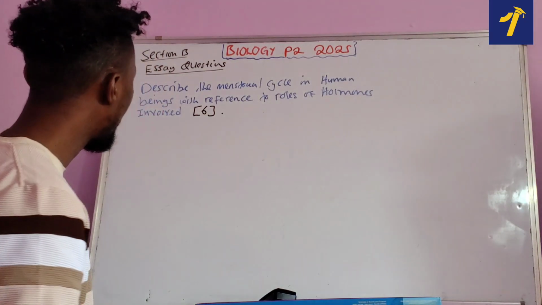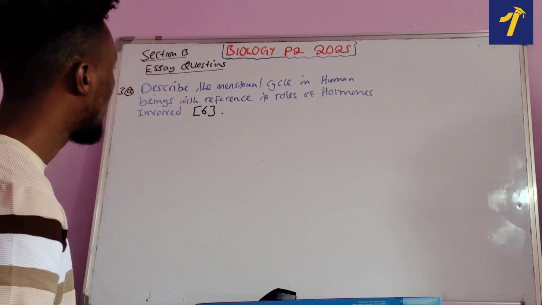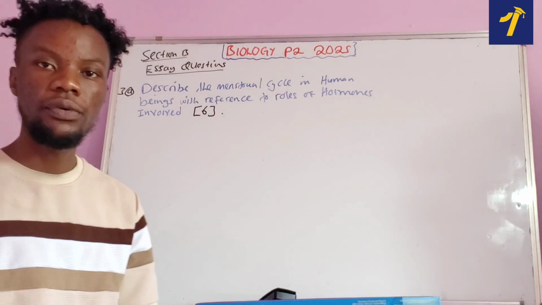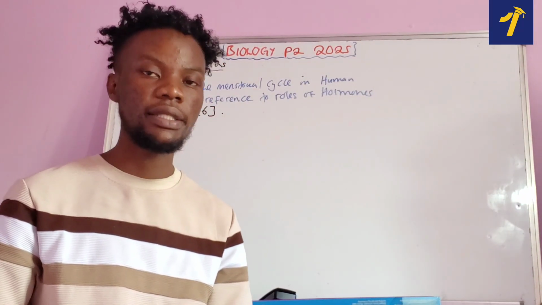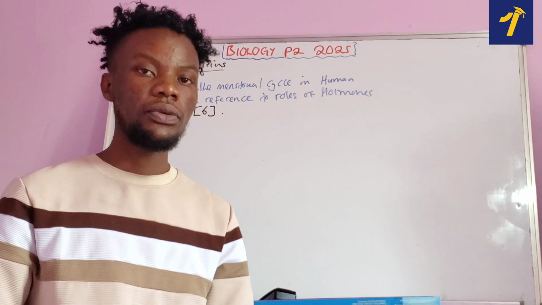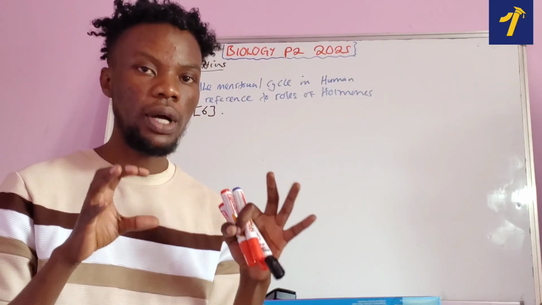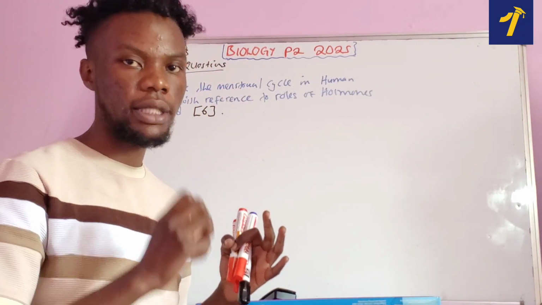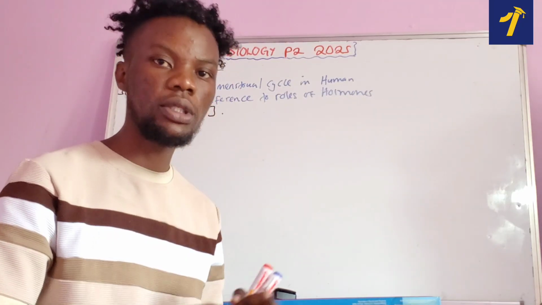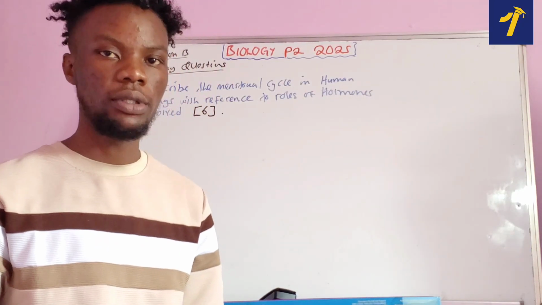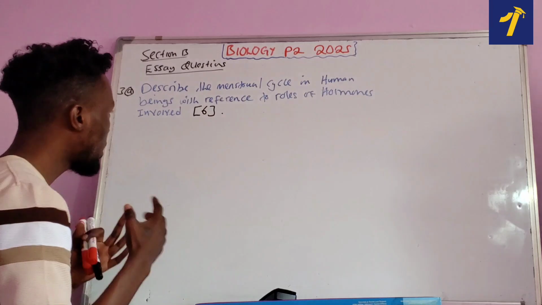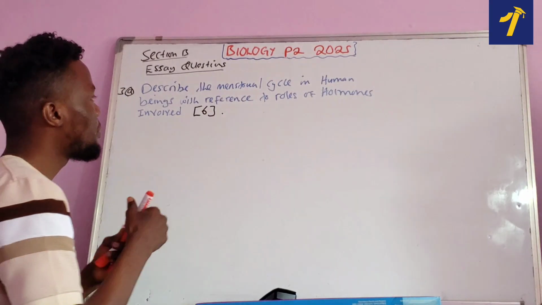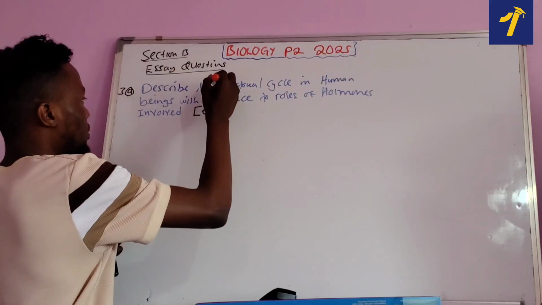Okay, so before you begin answering this, we need to understand things that you need to do before answering a question under essay questions. You will need to understand the main thing that they are talking about. Here, what are they talking about? So we need to identify the main subject here. What's the main subject? Menstrual cycle.